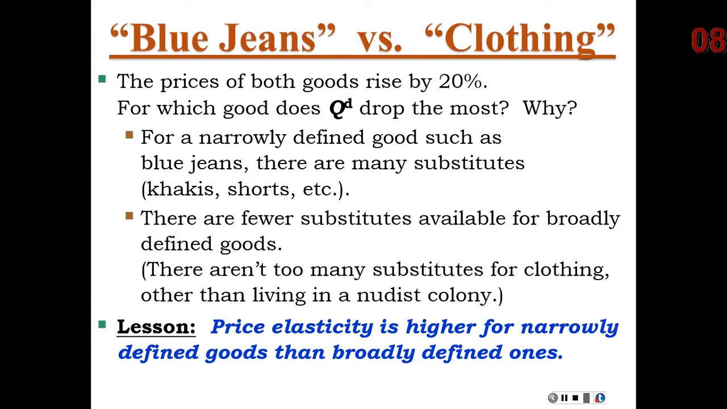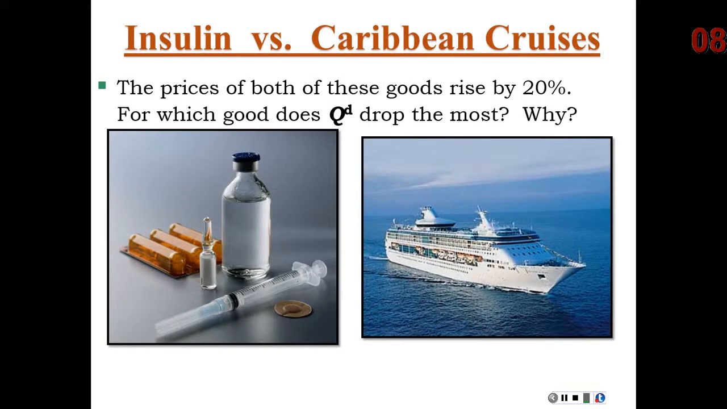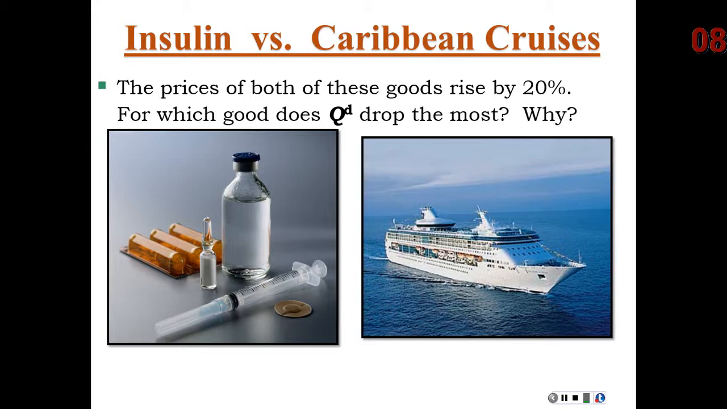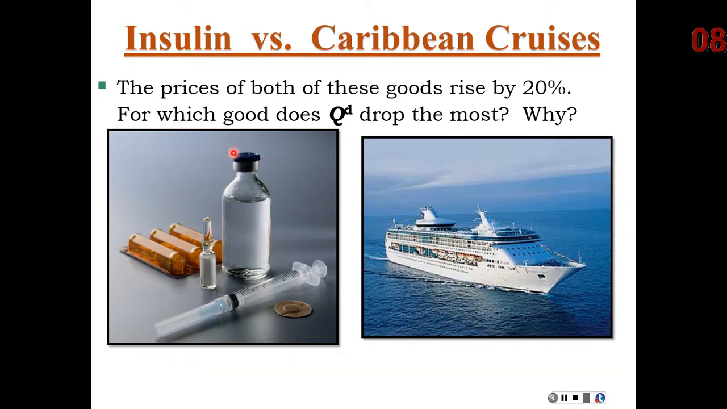Next one. What if the price of insulin went up by 20% versus the price of luxury cruises going up by 20%? Well, again, the way we can think about this is in terms of necessities and luxuries. If I'm a diabetic, insulin is a necessity to life. It's not a luxury. Therefore, I'm going to need a certain amount of insulin pretty much no matter what the price is. So if the price goes up by 20%, I'm still going to consume probably pretty much the same amount. Whereas luxury cruises are a luxury.